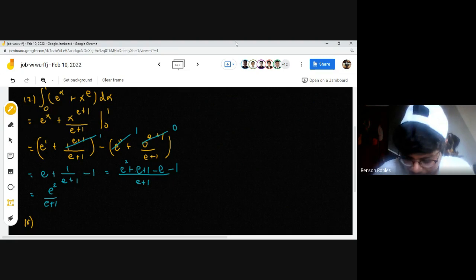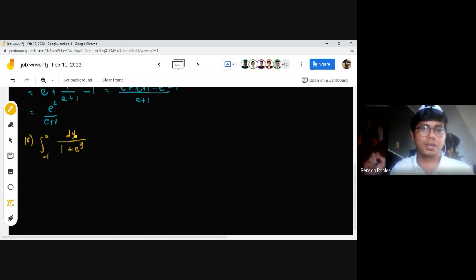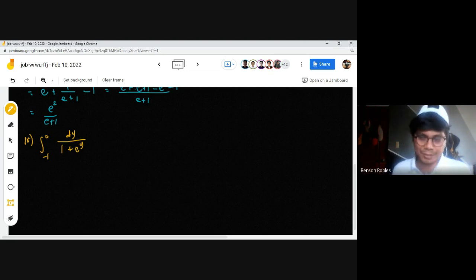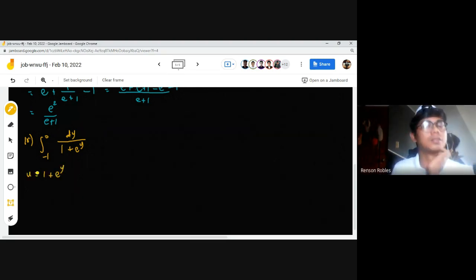18. Say, sige, let me see. The integral from negative 1 to 0 of dy over 1 plus e to the y. Ayan. Okay. Sir, sabi mo kanina earlier that when you let u, basically you will let u here be equal to 1 plus e to the y. Right? Tama?